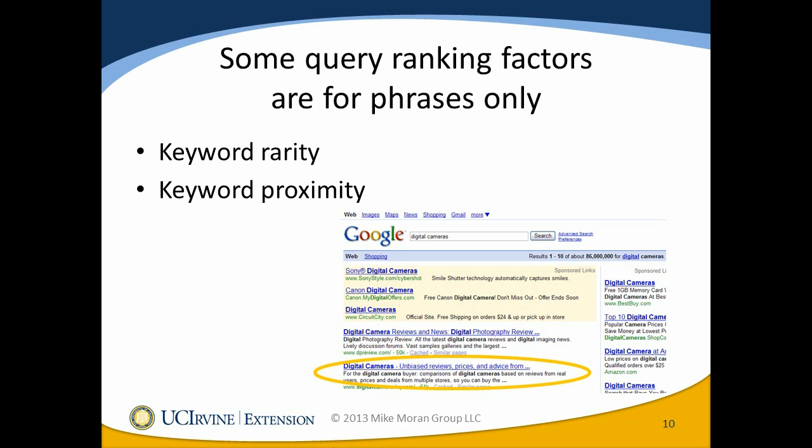And so Google and other search engines look at keyword rarity so that they can identify pages when you don't get all of the keywords together. The pages that have the rarest keywords are probably better than the ones that have the most common ones when you don't have them all together.